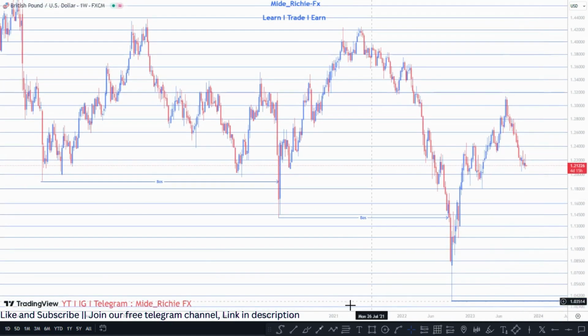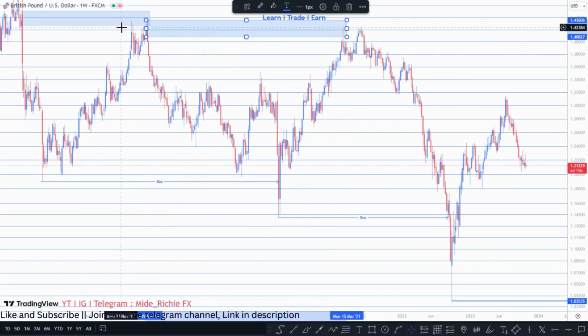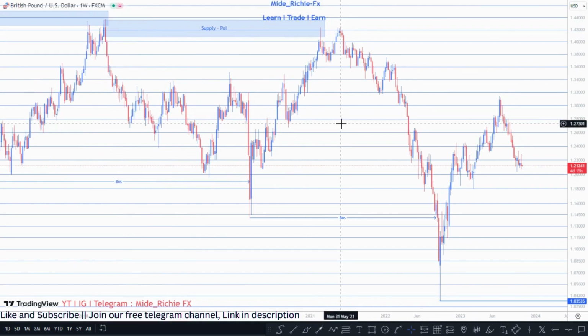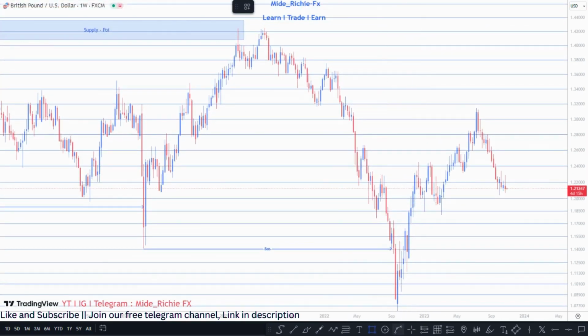You can see that the market mitigated its supply zone right here before selling from the weekly. The market mitigated another supply right here, and another supply right here again before selling. We are pretty much bearish, even from the weekly time frame. Now we have another supply that the market is reacting from, which is this one.